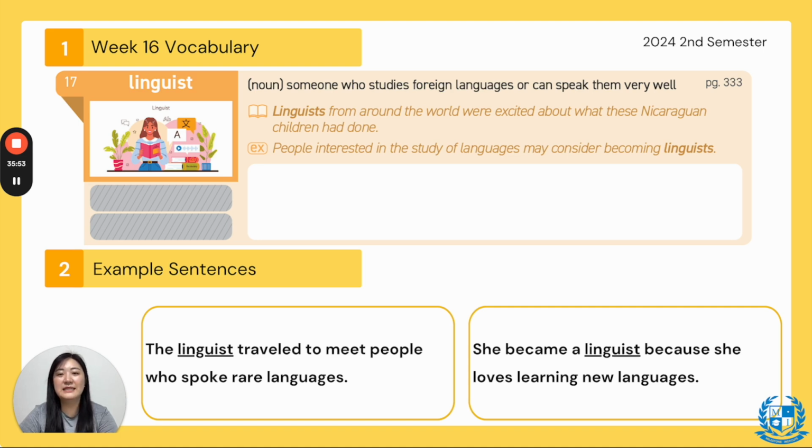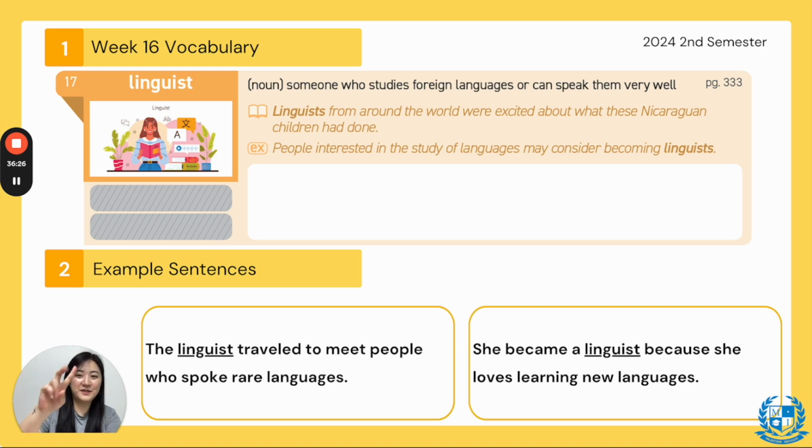Linguist. It is a noun and it means someone who studies foreign languages or can speak them very well. So we're studying all these different types of languages, so you are a linguist. In our book it says, linguists from around the world were excited about what these Nicaraguan children had done. So linguists, we study English, but are we really linguists? This is like a person's job, a linguist, a person who studies foreign languages. Let's read the example together.